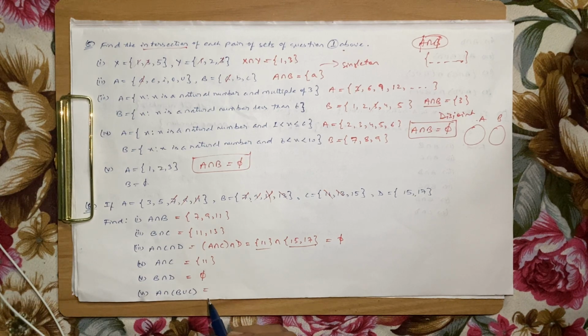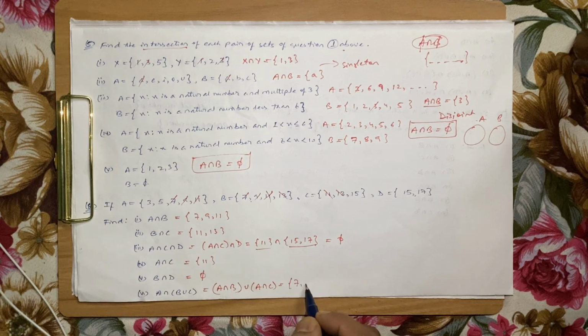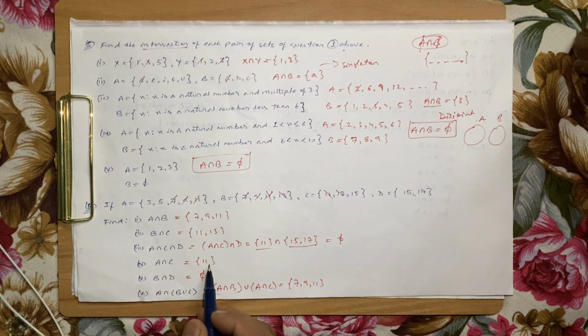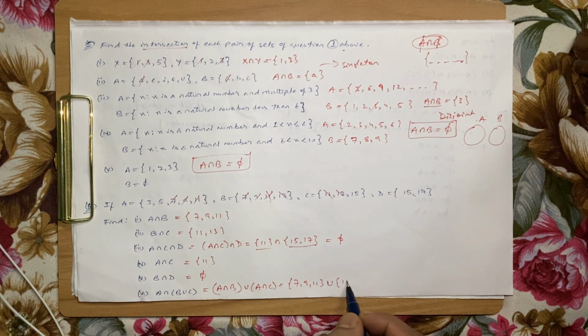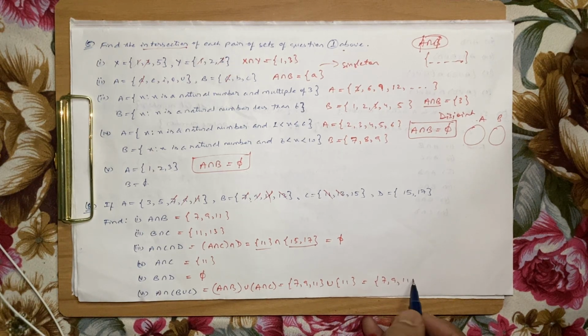Now we can use the distributive law here, the properties. Or you can do it directly also. So I'll first use the distributive law. A will get distributed over B and C. So A intersection B, then this union will come in between, and then A intersection C. So let's do this. What is A intersection B? This is 7, 9 and 11. We've done this already. And what is A intersection C? This is just 11. So what is the union of these two sets? The same set, 7, 9 and 11. So this is your answer.